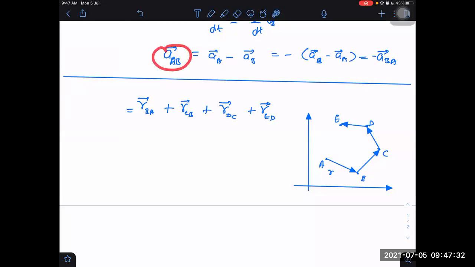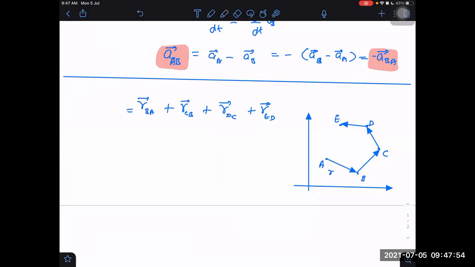Acceleration of A with respect to B will be equal to minus of acceleration of B with respect to A, and not only for A, it is in general. Position vector of A with respect to B is minus of position vector of B with respect to A. Similarly, velocity of A with respect to B is equal to minus of velocity of B with respect to A. That is in general valid.